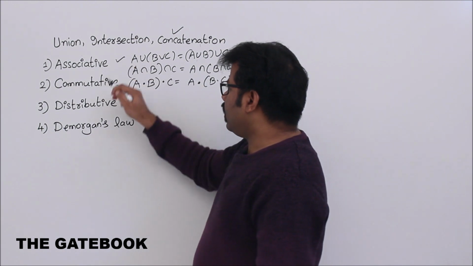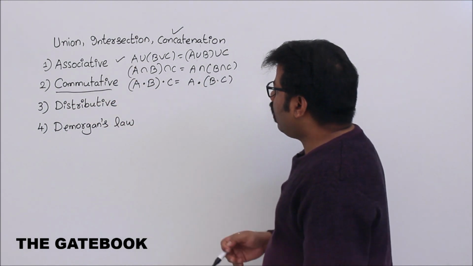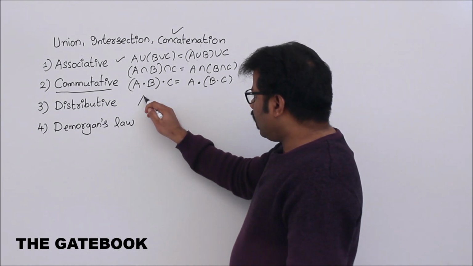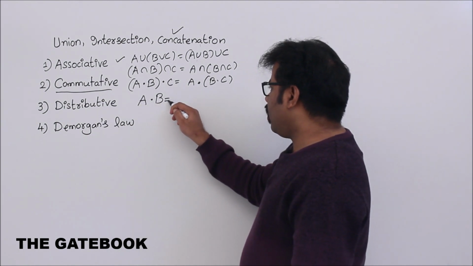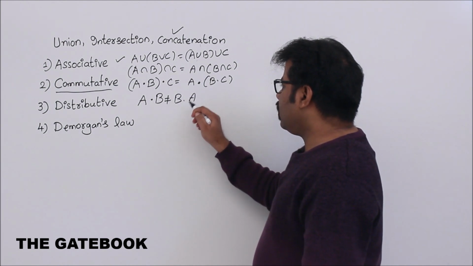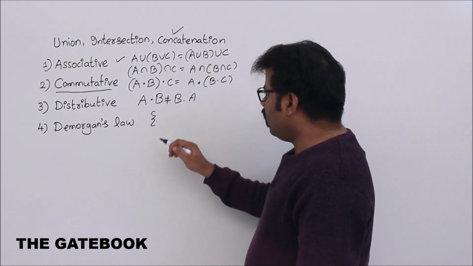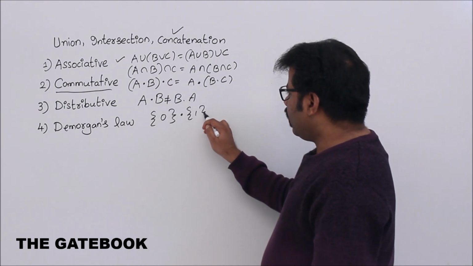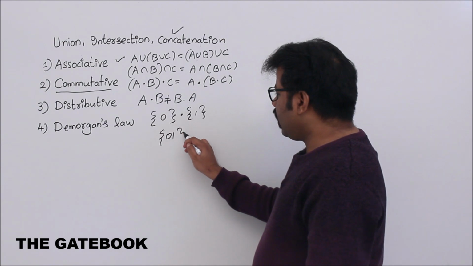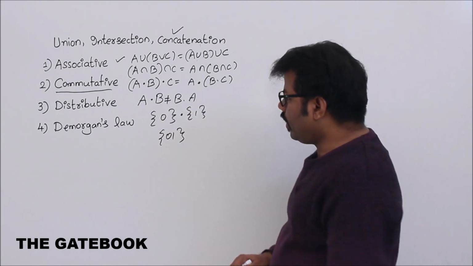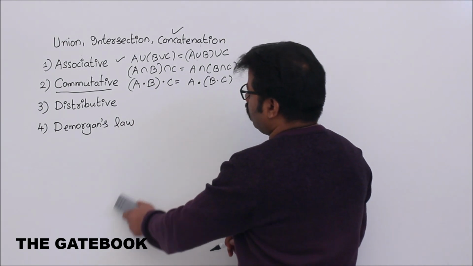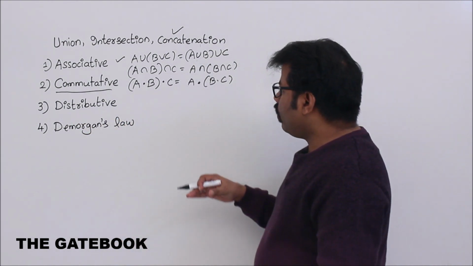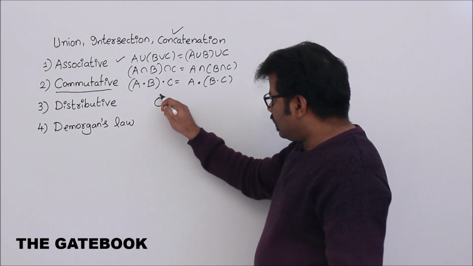Remember it. Second thing, the commutative property. We know already that union is commutative and intersection is commutative, but concatenation is not commutative, right? A dot B is not equal to B dot A. It's easy to see. Let me take a simple example. If A is a single symbol 0 and B is 1, then 0 dot 1 gives you the string 01, whereas B dot A gives 10, right? Now, before going to the distributive law and De Morgan's law, I would like to introduce two special sets.